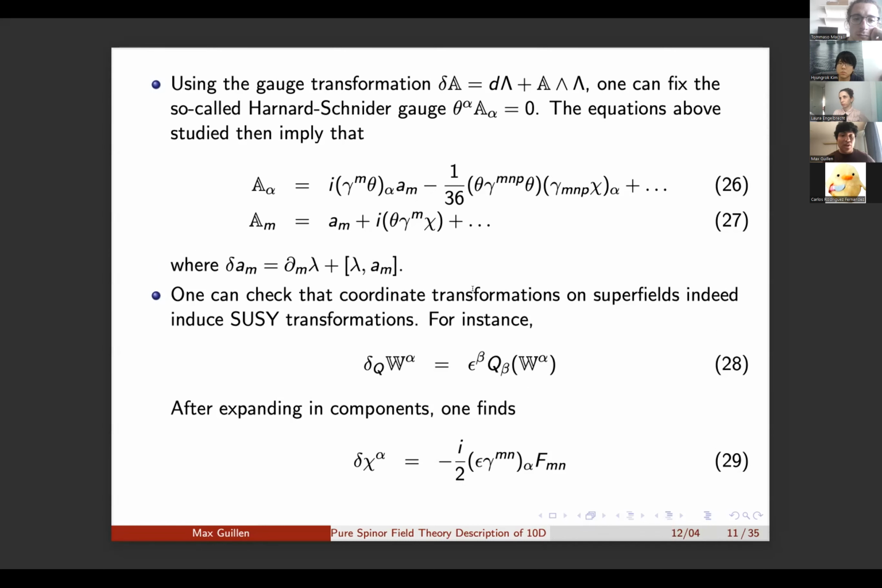So, for instance, we can solve the equations of motion in a specific gauge called the Harnad-Shnider gauge. Okay, and when we do that, we basically find that the theta expansion of the superfields A_α and A_m are dictated by equations 26 and 27. This lowercase n is the gluon polarization, and this χ is the gluino polarization. Okay, that's how the super-Yang-Mills physical fields appear in this superspace formulation. We can compute the action of the supersymmetry generators on the superfields, and we find the supersymmetry transformations that we mentioned in the first part of my talk when we were studying the component formulation of super-Yang-Mills.